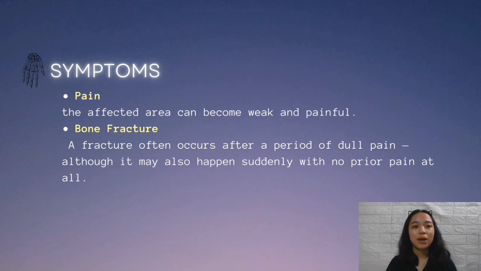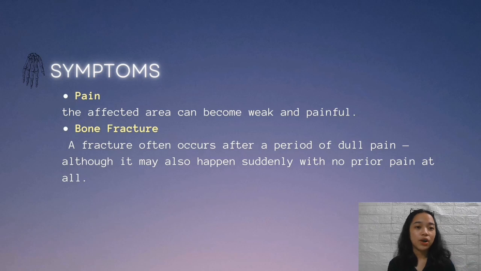Now let's talk about the effect or the symptoms of fibrous dysplasia on the body. First, the pain. The affected area can become weak and painful. This pain is more likely to occur if the bone that is affected is one of the weight-bearing bones, like our legs or pelvis. It begins as a dull ache that worsens with activity and lessens with rest, and it can progressively get worse over time.